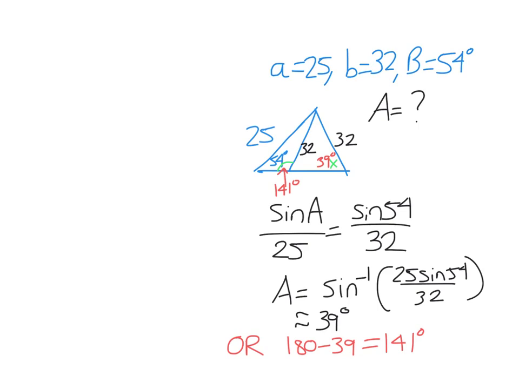The reason is because if this angle was 141, I'd have a problem. 141 plus 54 is more than 180. I can't have the angles in a triangle being more than 180. I can't have 141 as an answer. Then the angles of the triangle would not add to 180. So this is not a possible answer. So in this case, there is only one possible answer for A.